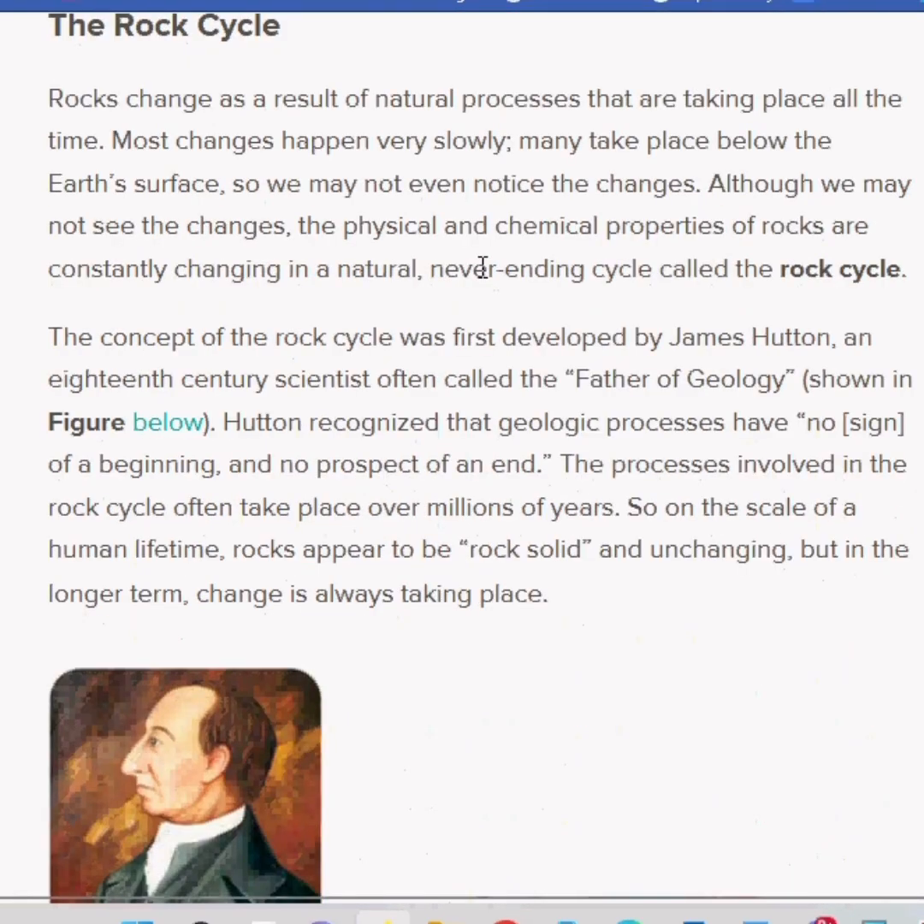The rock cycle. Rocks change as a result of natural processes that are taking place all the time. Most changes happen very slowly. Many take place below the Earth's surface, so we may not even notice the changes. Although we may not see the changes, the physical and chemical properties of rocks are constantly changing in a natural, never-ending cycle called the rock cycle.